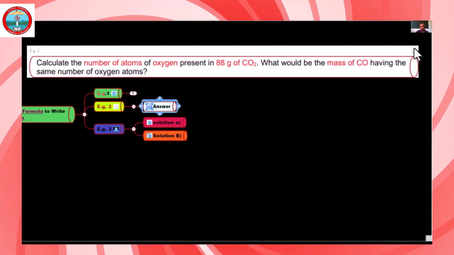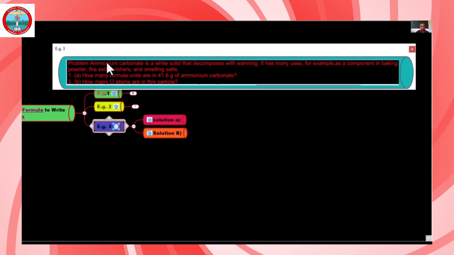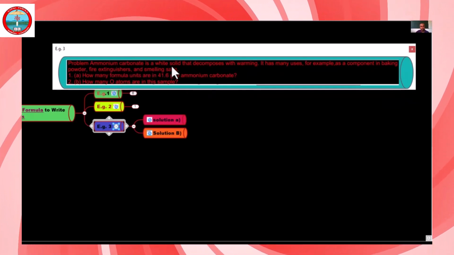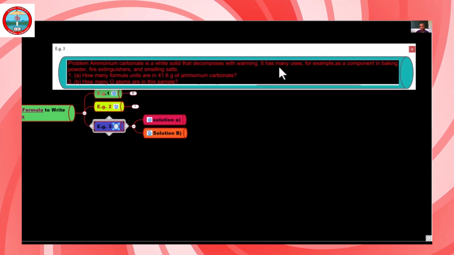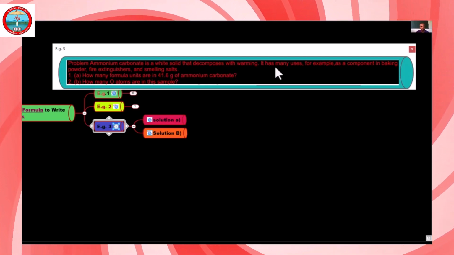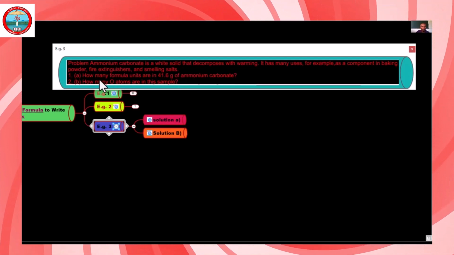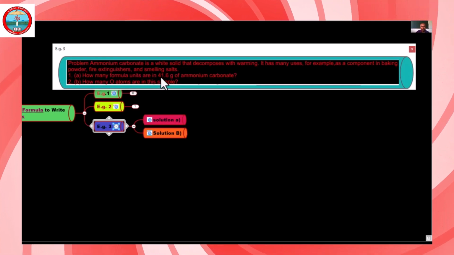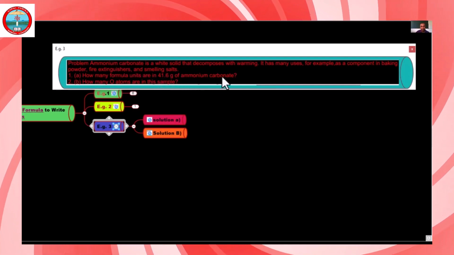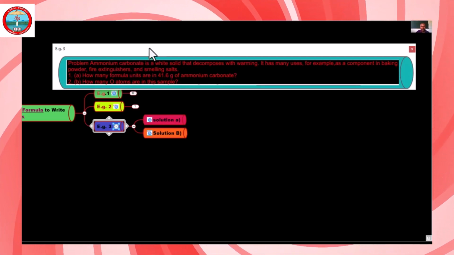Example 3 is about this one problem. Ammonium carbonate is a white solid that decomposes with warming. It has many uses, and it says: A, how many formula units are in 41.6 gram of ammonium carbonate. B, how many oxygen atoms are present in this sample?